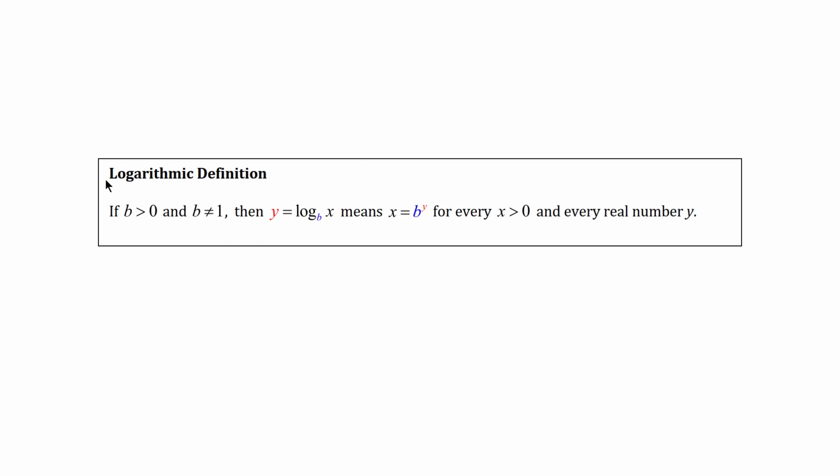First, we have the logarithmic definition. It states here, if b is greater than 0 and b is not equal to 1, then y equals log base b of x means x equals b to the y power for every x greater than 0 and every real number y. Notice here that they're defining the logarithm log base b of x as y, and y is actually the exponent on the base b. So a logarithm is actually the value of the exponent on the base b.